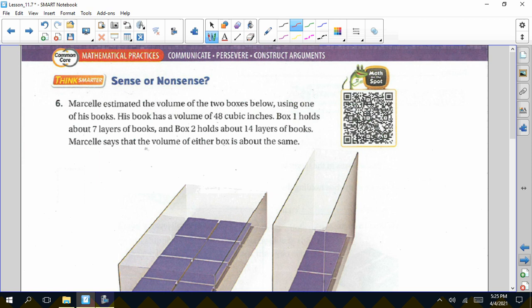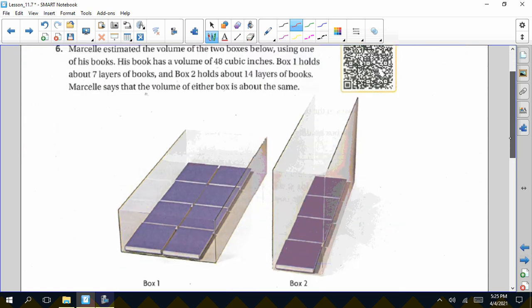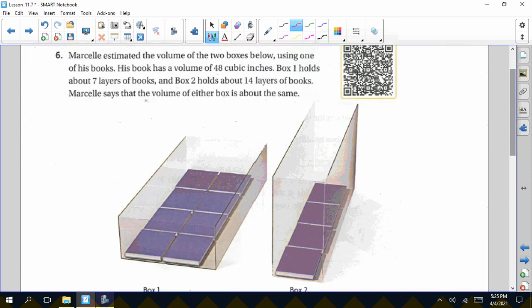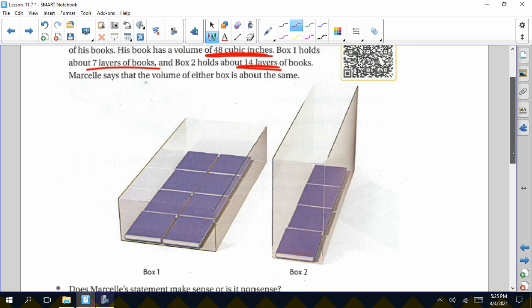If you turn to the very last page of this lesson, Marcel estimated the volume of 2 boxes below using one of his books. His book has a volume of 48 cubic inches. Box 1 holds 7 layers of books, and then box 2 holds 14 layers of books. Marcel says the volume of either box is about the same. Is he correct? So let's look at this.